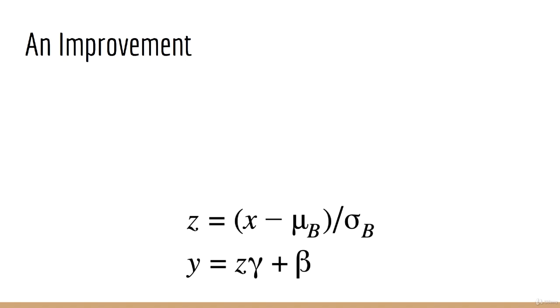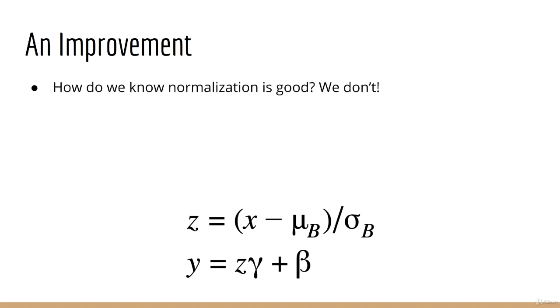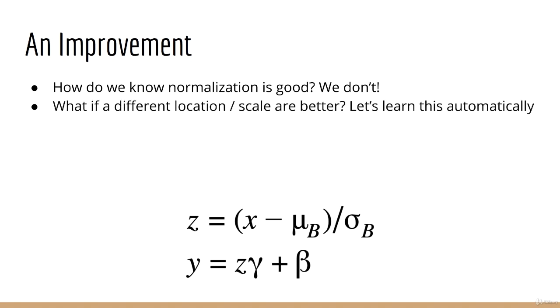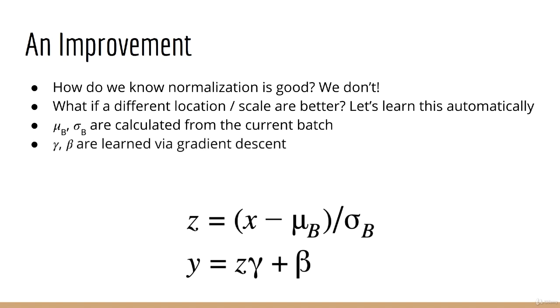But there's something extra that batch normalization does. Here's another question to consider. How do we know that normalization is actually good? In fact, we don't. Perhaps there's a better amount of shifting and a better amount of scaling that we can use that leads to a more optimal model. And so this is the full description of the batch normalization layer. It first does normalization using the batch mean and the batch standard deviation. Then it rescales the data and reshifts the data so that the final output has an optimal location and an optimal scale. Of course, these new parameters, gamma and beta, are learned automatically using gradient descent.